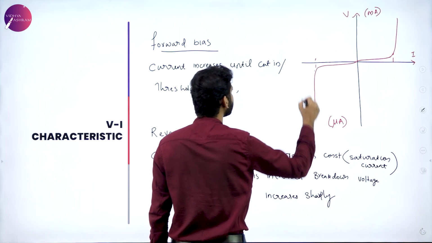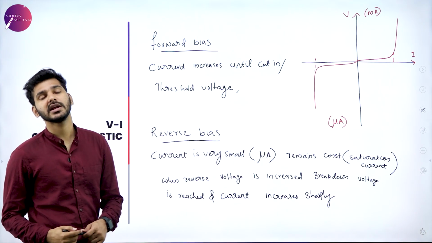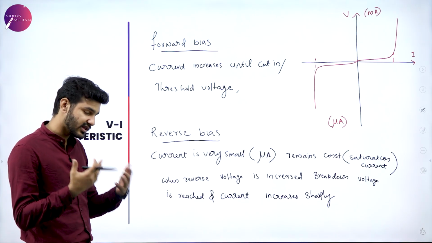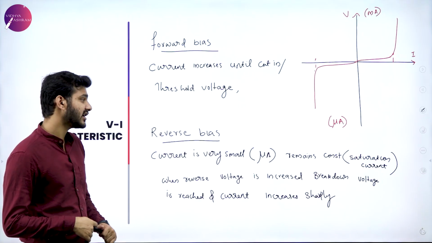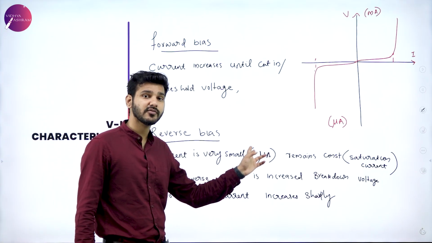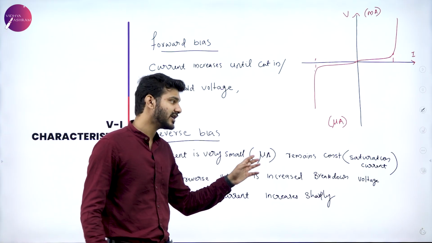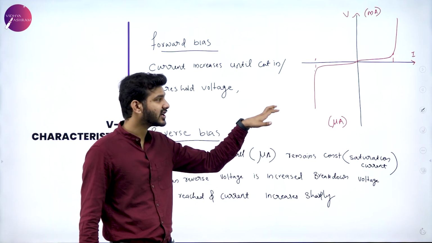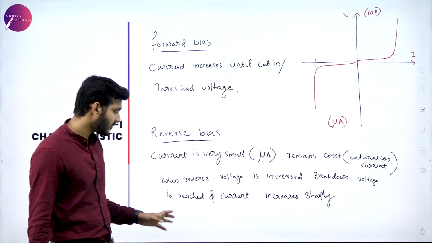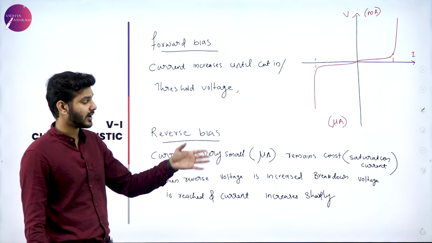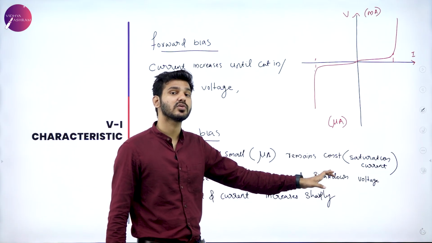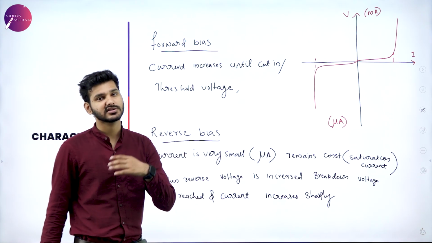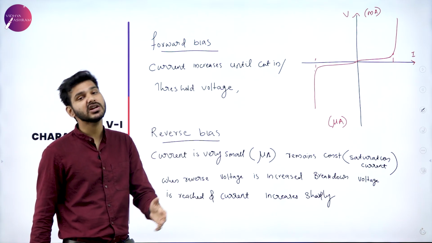So at this particular value, the breakdown voltage occurs, or simply the breakdown region is achieved. During reverse bias, the current is very small, usually in the range of microamperes, and remains constant. That is known as saturation current. After some time, if you still increase the voltage, it achieves what is known as the breakdown voltage region, where the current increases very sharply.